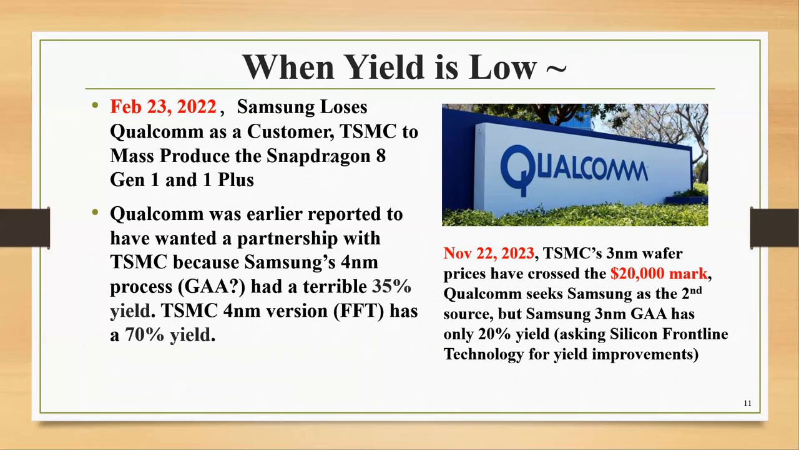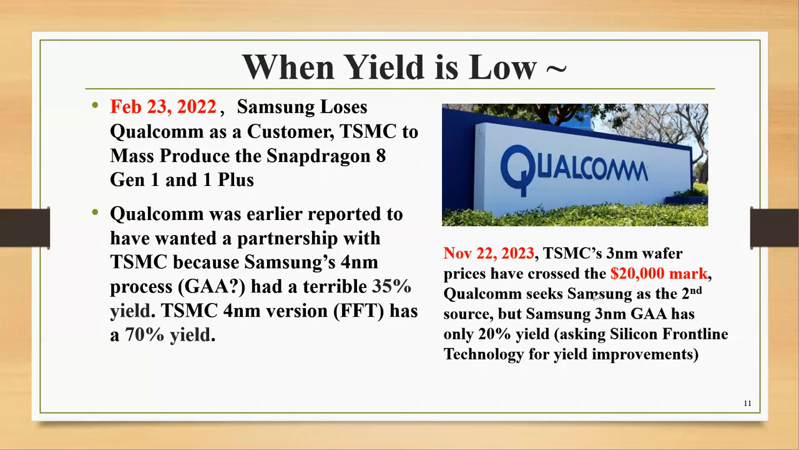Therefore, Qualcomm has no choice but to send the Snapdragon 8 Gen 1 and 8 Gen 1 Plus to TSMC, which has a higher 70% yield, 2x the yield. But things took an interesting turn last month. TSMC 3 nanometer wafer has crossed the $20,000 per wafer mark. So Qualcomm had no choice but to come back to Samsung as a second source, so that there's a backup plan, a plan B.